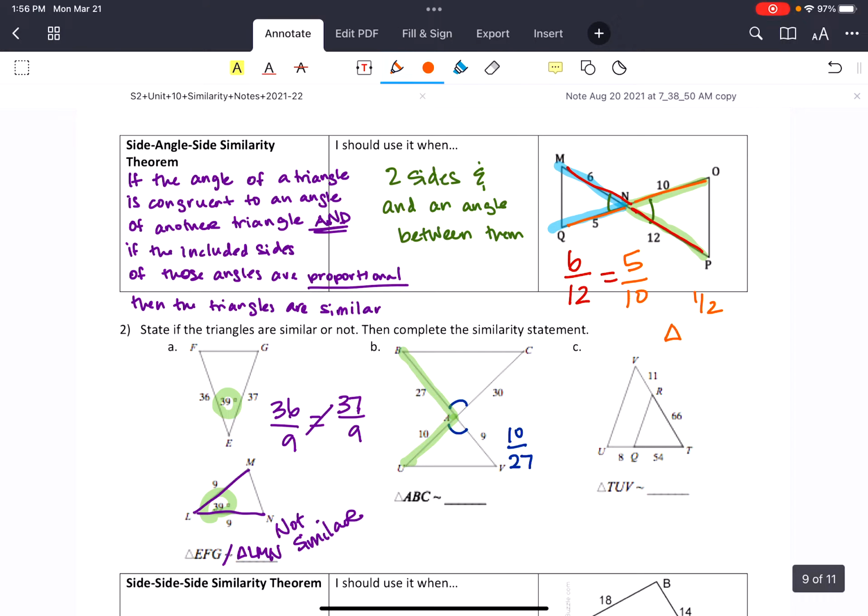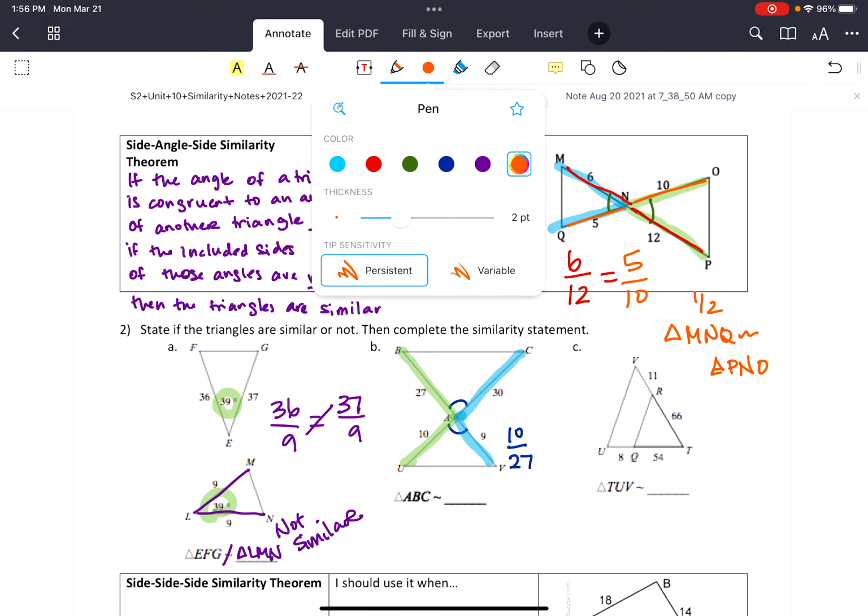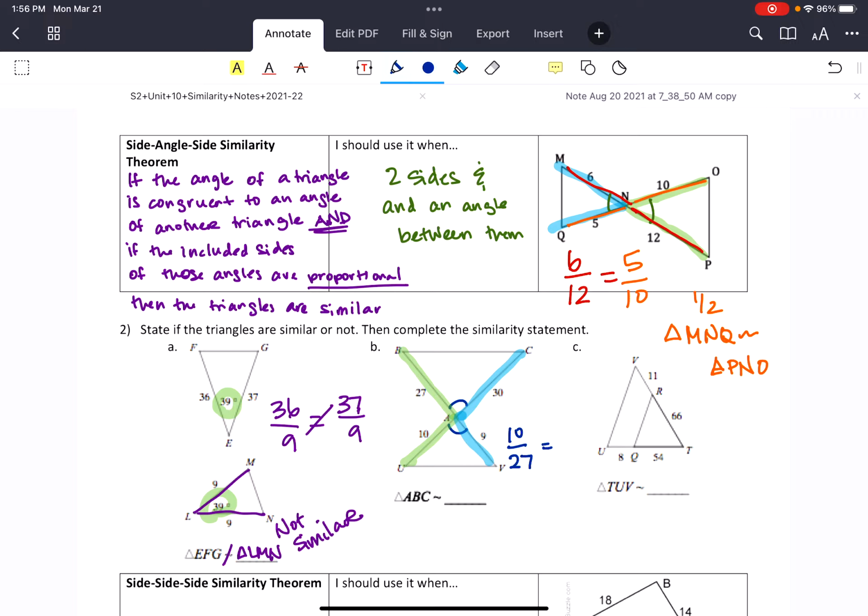So I could write that triangle MNQ is similar to triangle, well, the M matched with the P, so PNO. All right, so if I do it the way I have on example B, let's go back here. If I match up the two green sides and the two blue sides, I end up with 10 over 27 is equal to 9 over 30. Those are not the same fraction.